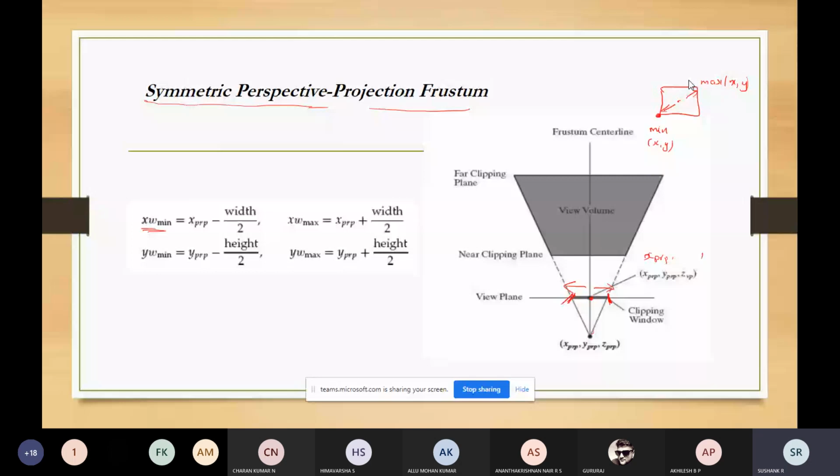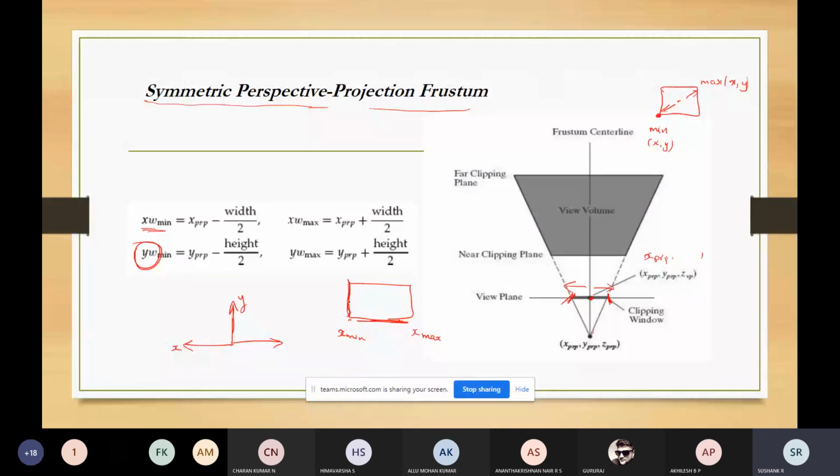So, the rectangle. This corresponds to the x-axis. On the x-axis, this will be x minimum and this will be x maximum. This is the width portion of the rectangular window. And when you are talking about the y portion, the y-axis will talk about the height.